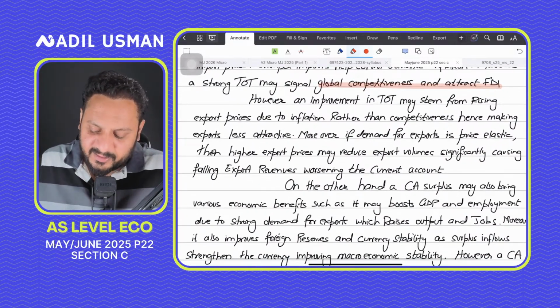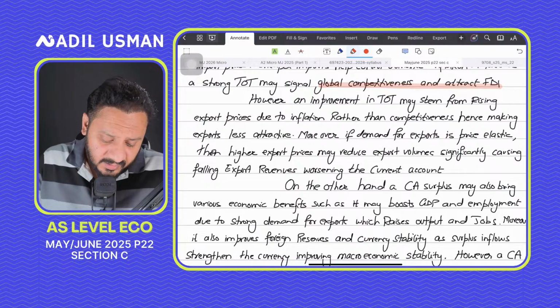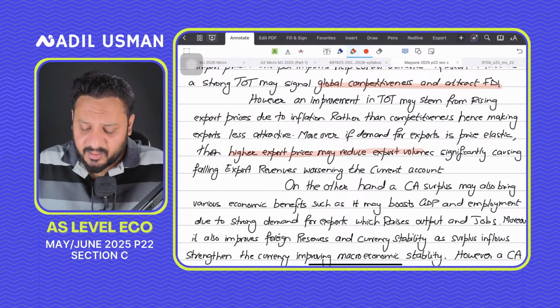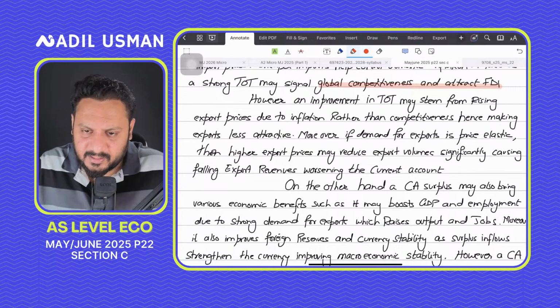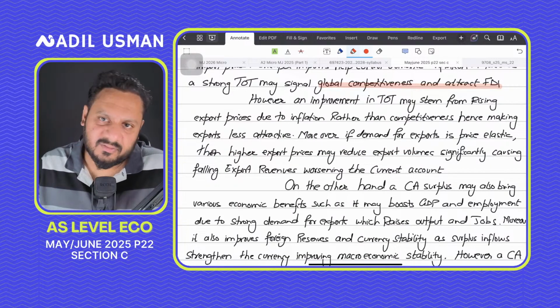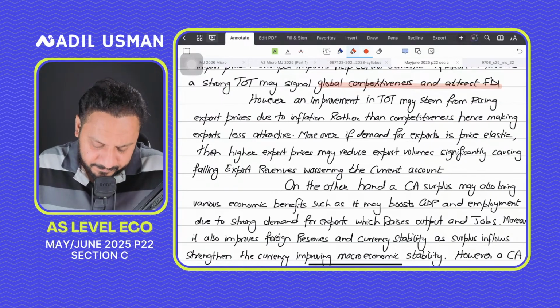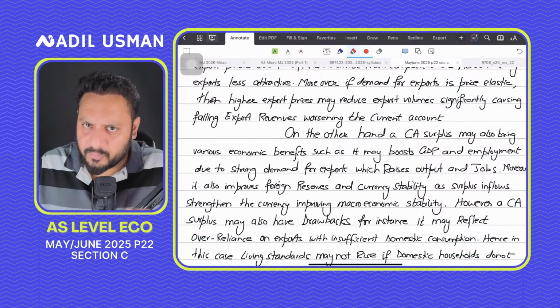Moreover, if demand for exports is price elastic, then higher export prices may again reduce export volume significantly, causing export revenues to fall, worsening the current account. Now, current account worsening could either mean a current account deficit or a surplus going down. In both cases, it's bad. So that's the end of the story for terms of trade improvement.